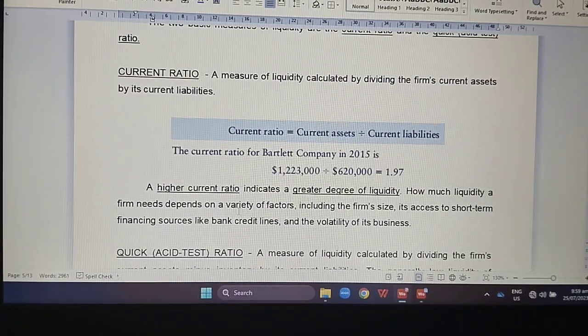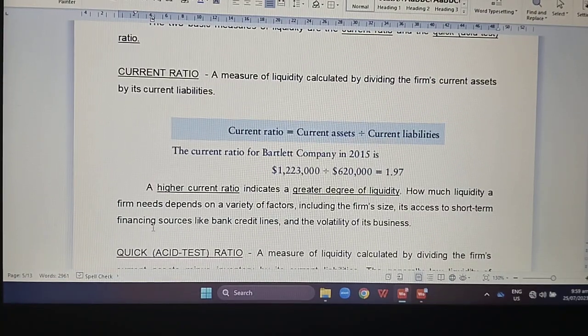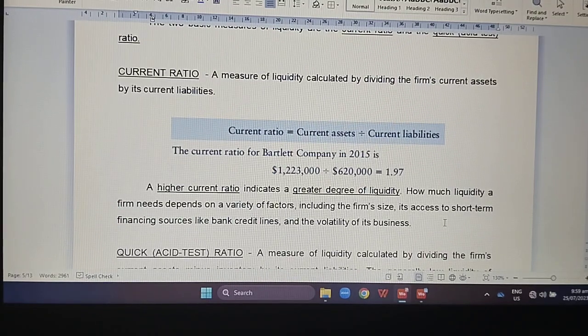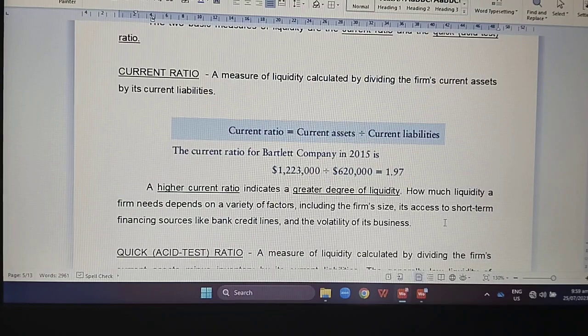A higher current ratio indicates a greater degree of liquidity. How much liquidity a firm needs depends on the variety of factors, including the firm's size, access to short-term financing, sources like bank credit lines, and the volatility of its business. Ibig sabihin lang nito, no, for every 1 peso, meron tayong 1.97. Kumbaga, for every 1 peso na liability, meron tayong corresponding asset na 1.97. So, mas malaki yung asset.